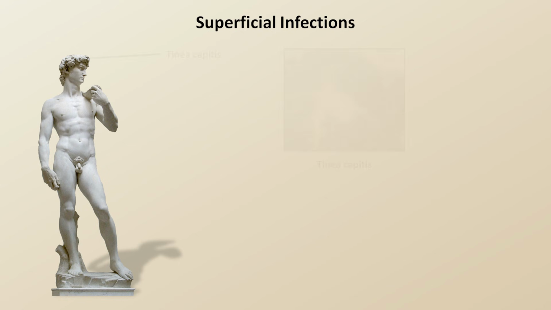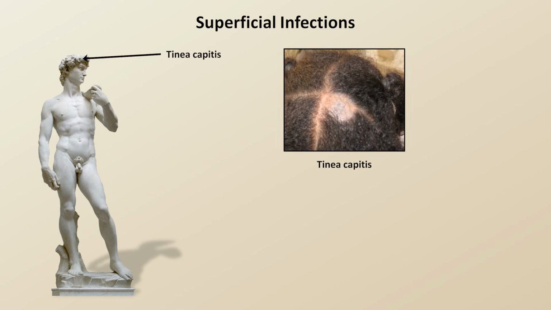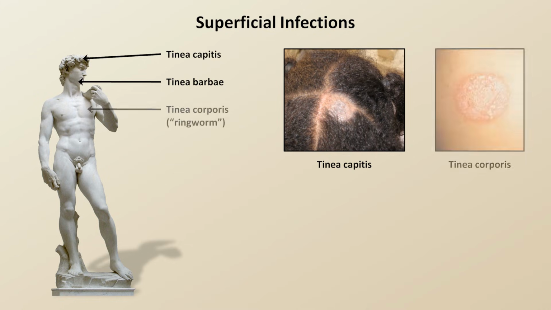So on the head, we have something called tinea capitis. On the jaw in men, there is tinea barbae. On most of the torso, as well as the arms and legs, is tinea corporis, more commonly known as ringworm, given its circular and sometimes ring-like appearance. If not already obvious to you, a ringworm infection has absolutely nothing to do with actual worms.